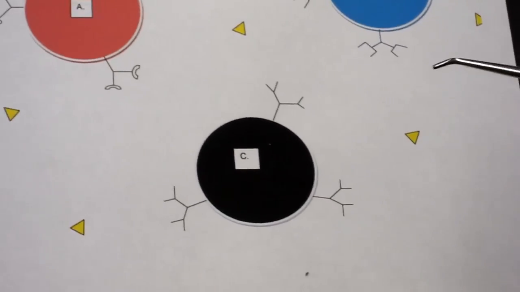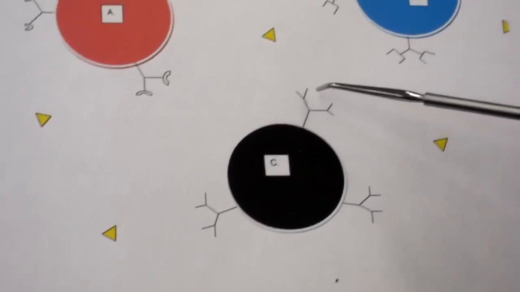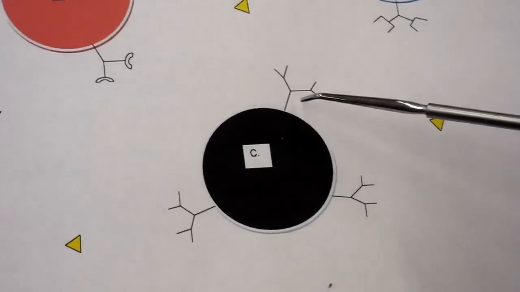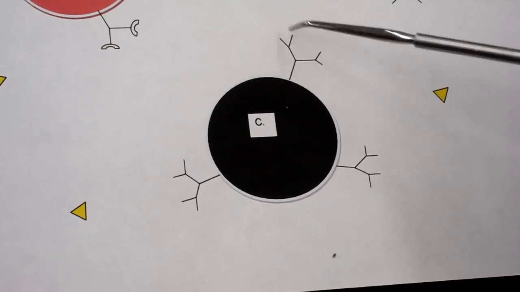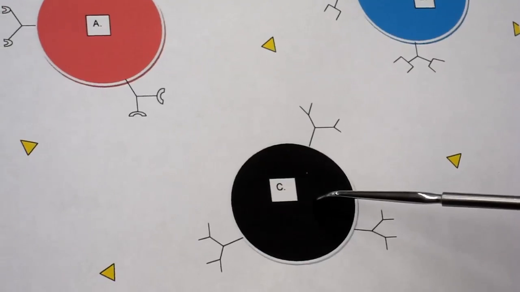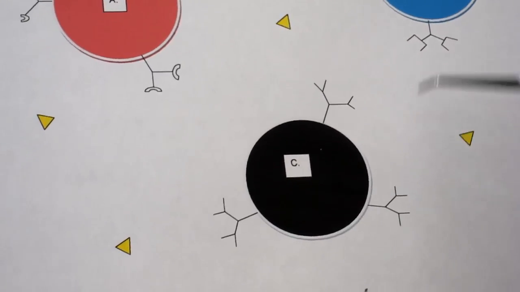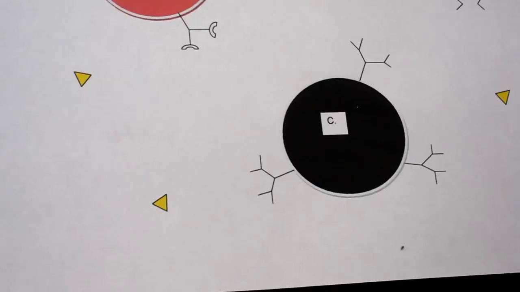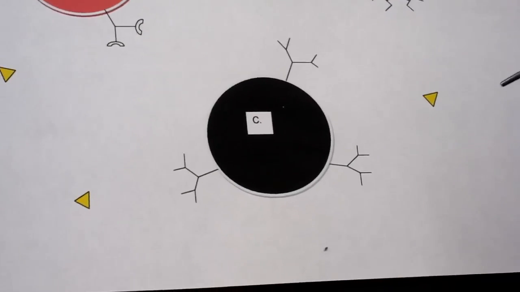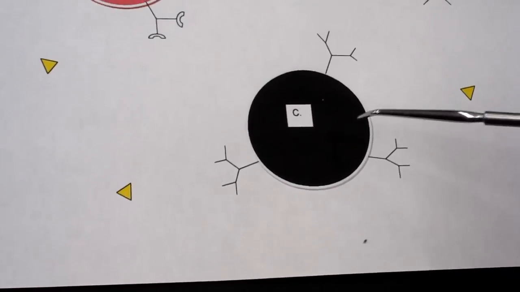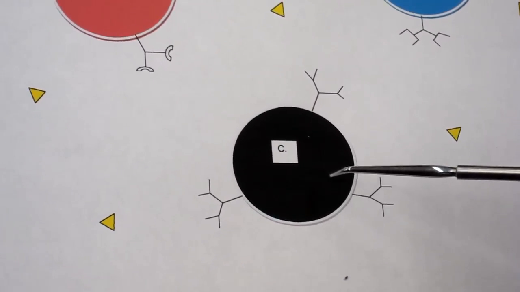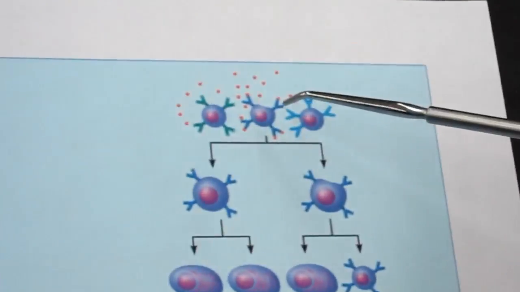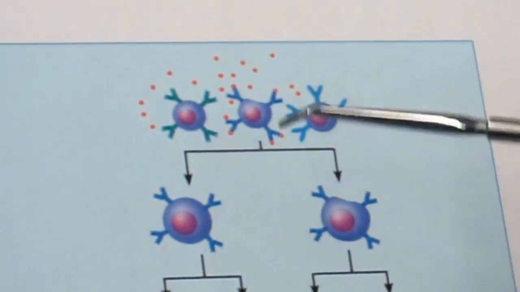Well, the first thing it's going to do is use receptor-mediated endocytosis to bring this receptor and the bound antigen into itself. After it's brought that antigen in, it's going to start processing it, and that's going to activate this cell. And once the cell is activated, it's going to start dividing.